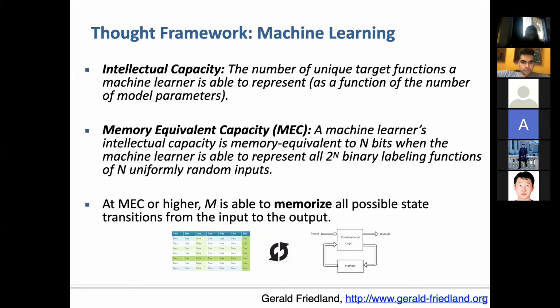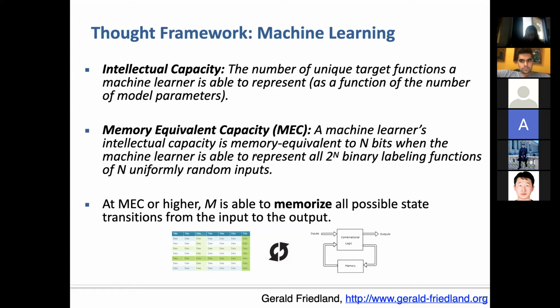But the major point is, once you have that definition, it just means if I have a memory equivalent capacity of 10 bits in my machine learner, it means it will be able to memorize or adapt to any table of size 10 rows, right? It can overfit this table with 10 rows, right? But the point is we don't want to overfit.